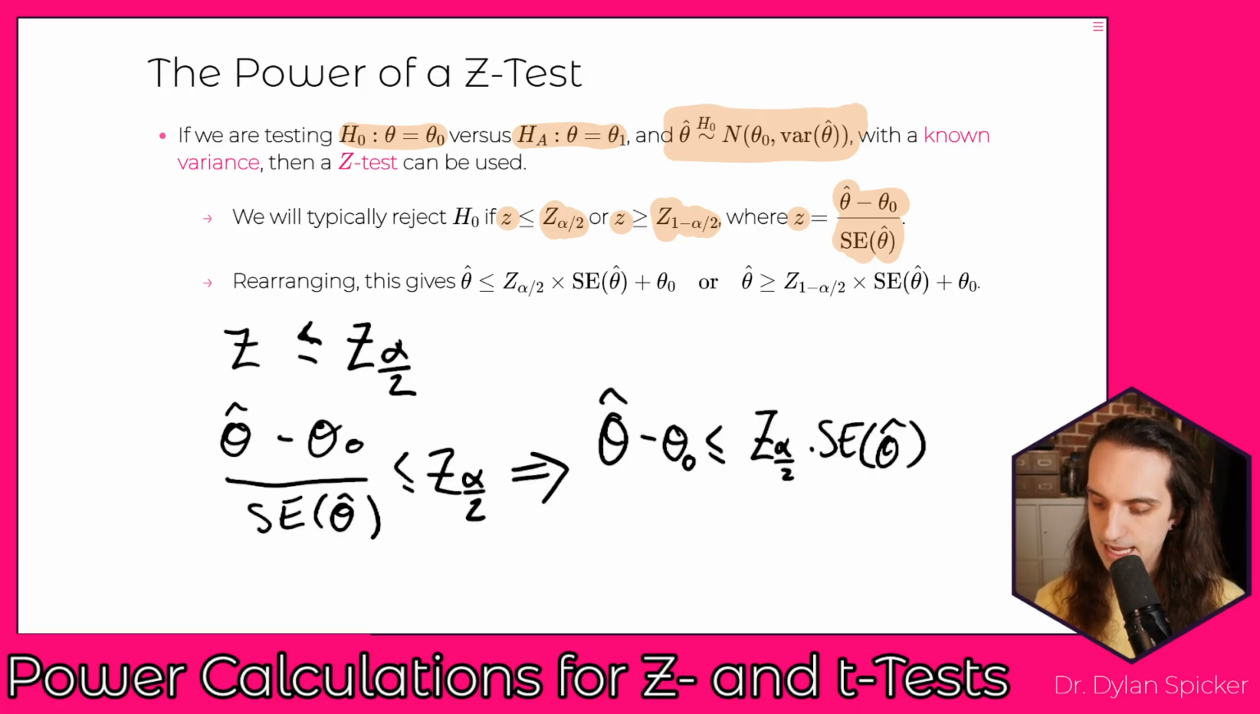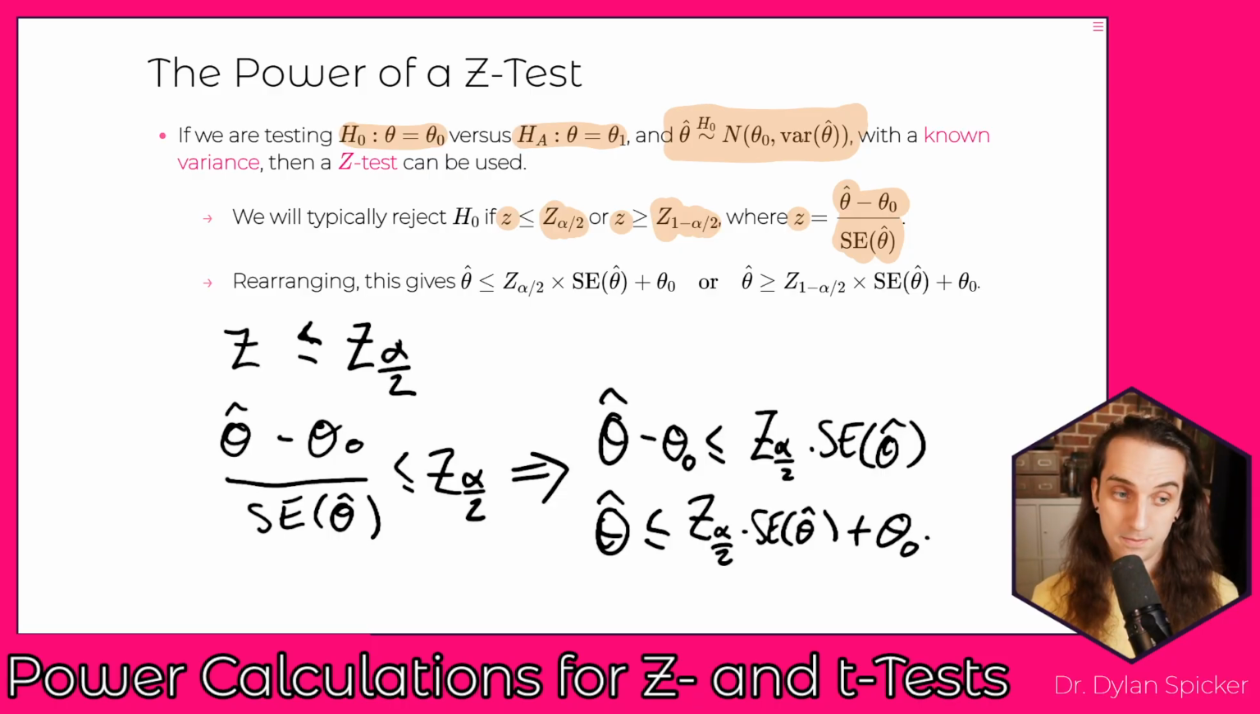Okay, and now we can add the theta naught to the other side. So we have theta hat is less than or equal to z alpha over 2 standard error of theta hat plus theta 0. Okay, and so that's going to give us this first bound that we are looking at here. Doing a similar process gives us our other bound.